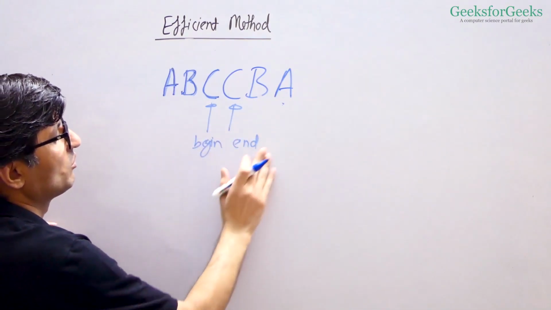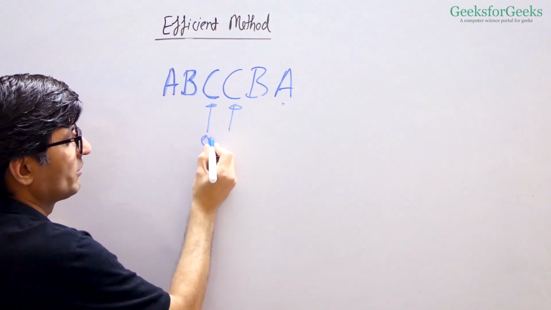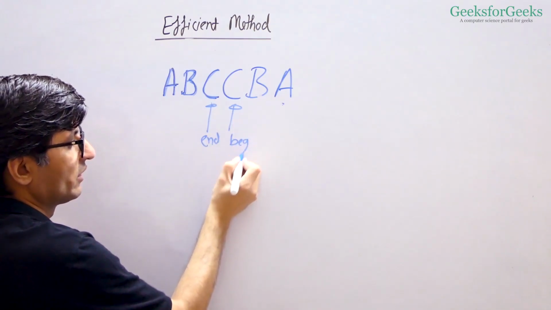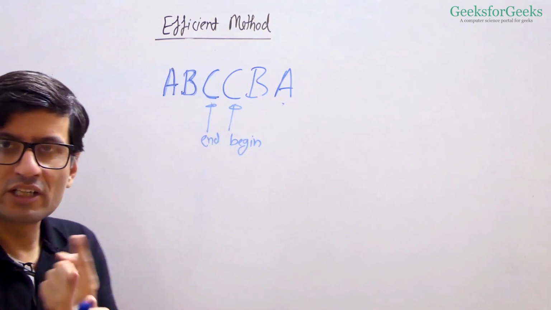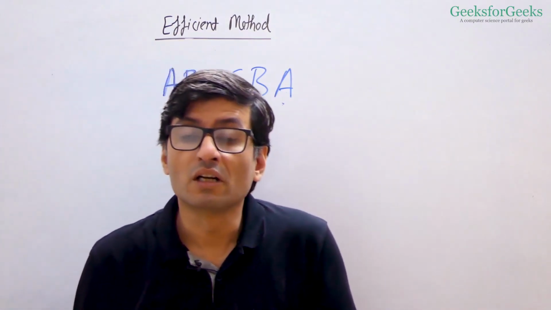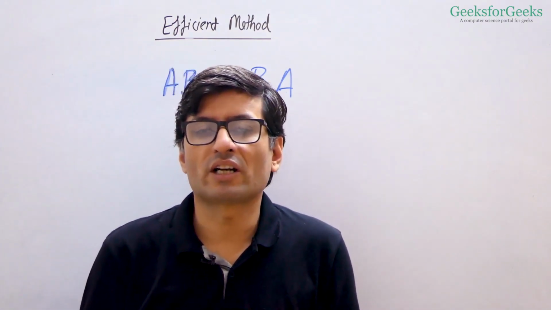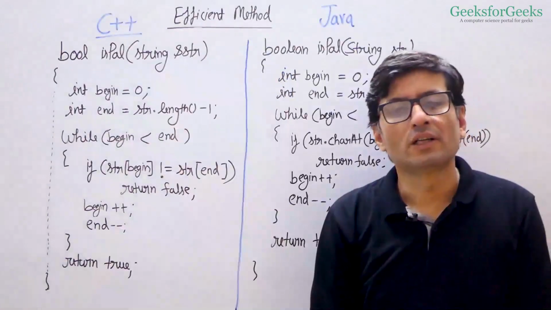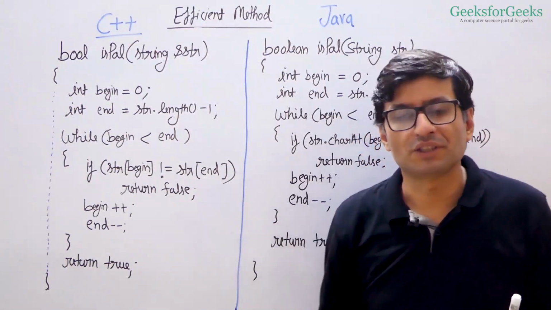Now what will happen when you move ahead? Your end is going to come here and begin is going to come here. So when begin and end cross, then you also return true, right? That's the simple idea. Now please pause this video and try to implement this idea. Let us now see the implementation of the efficient approach.